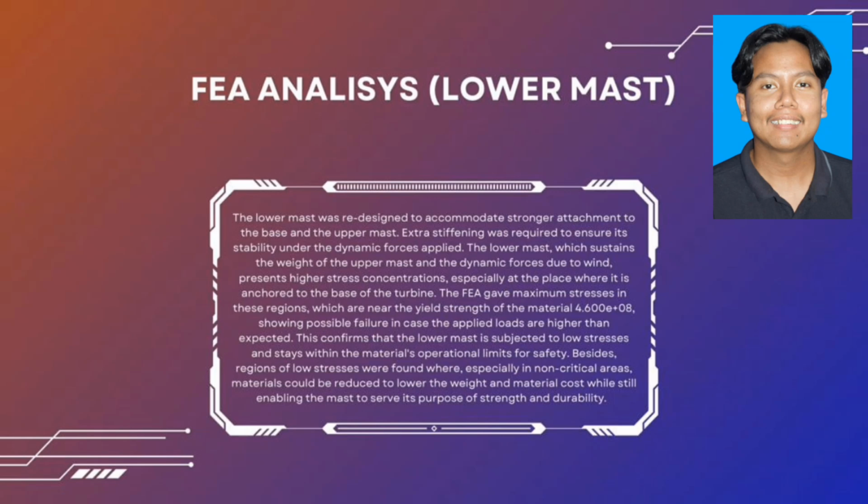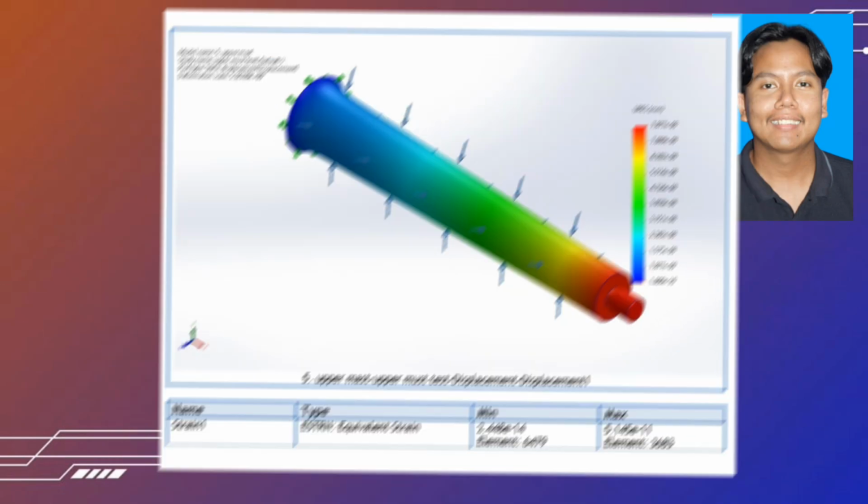This confirms that the lower mass is otherwise subjected to low stresses and stays within the material's operational limits for safety. Besides, regions of low stresses were found, especially in the non-critical areas, where material could be reduced to lower the weight and material cost while still enabling the mass to serve its purpose of strength and durability.